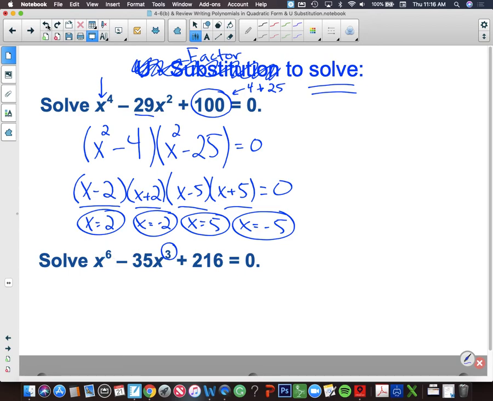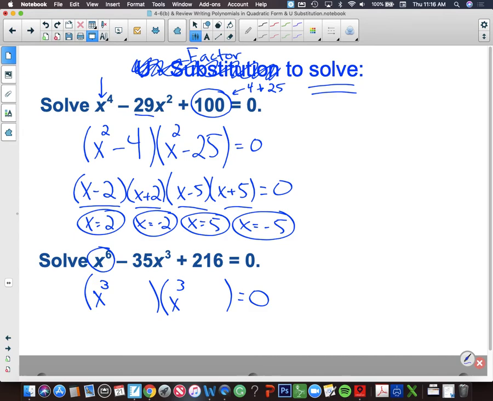So let's see what we're going to do here. Set up my two parentheses. How am I going to get that x to the 6th? What am I going to put in front? I'm going to have x to the 3rd, x to the 3rd. If I multiply those out, that would give me x to the 6th.